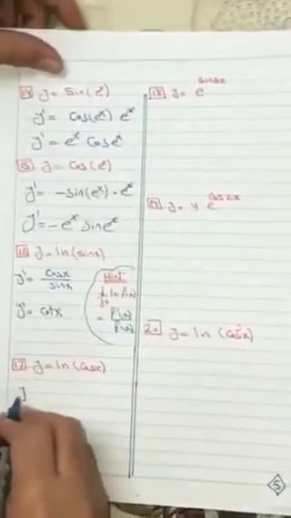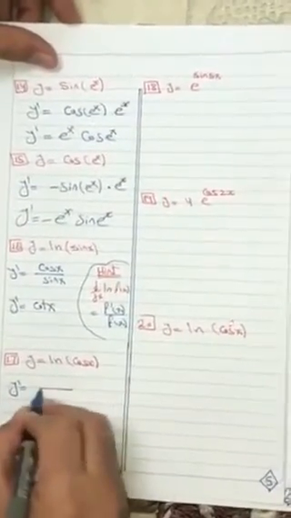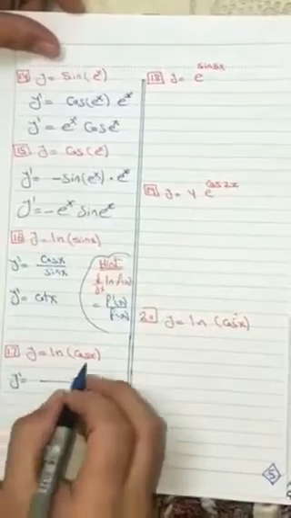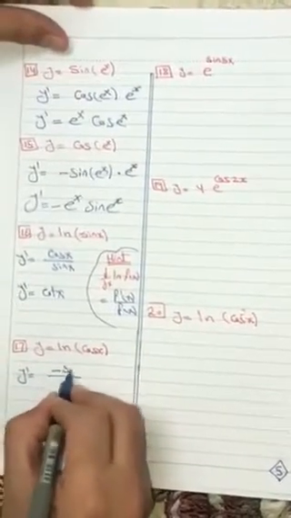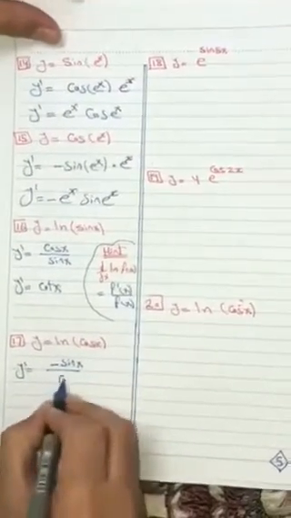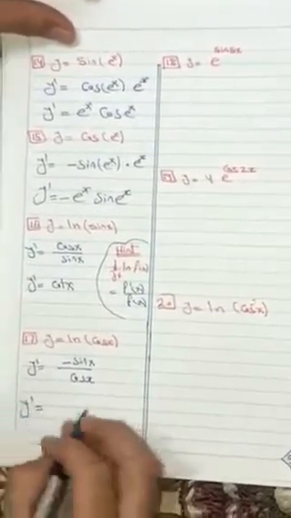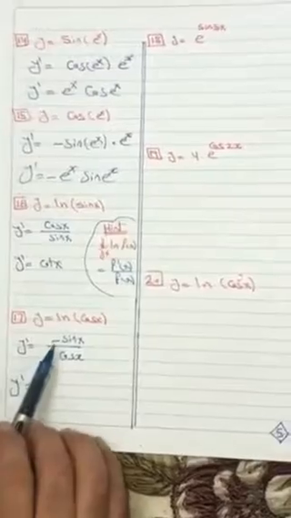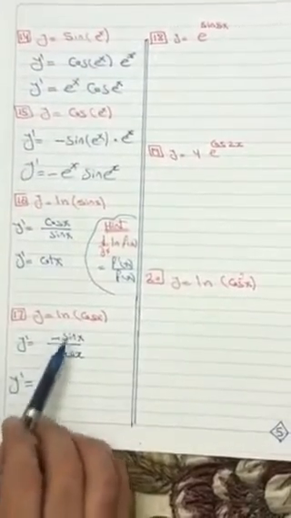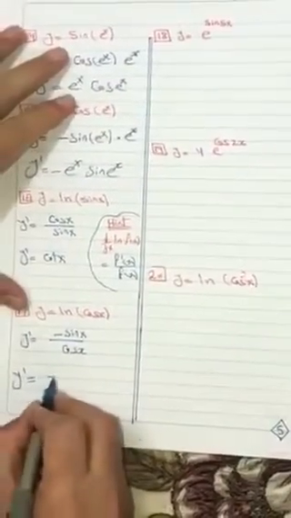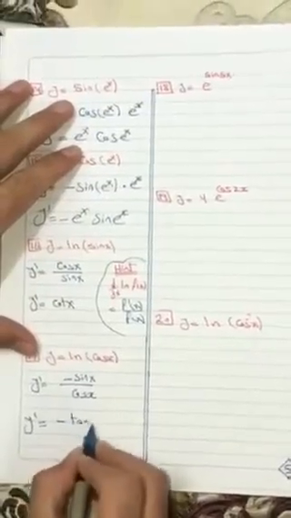Let's learn this one. y equals ln cosine x. Derivative of cosine x is negative sine x over f of x, which is cos x. Now, who can say this one? Negative sine x over cos x. Sine over cosine is tan, so the result is negative tan x.